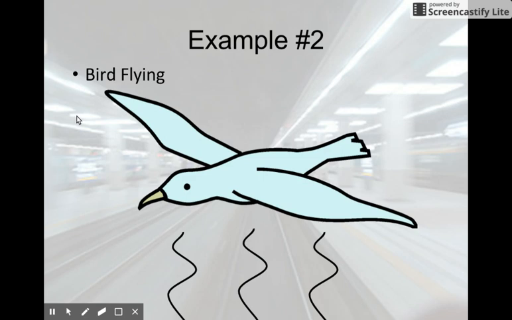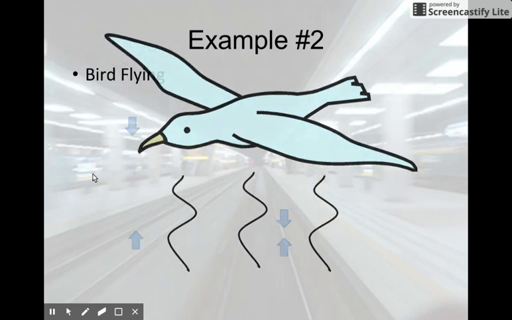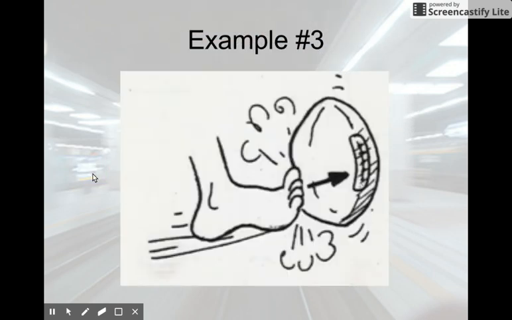Example 2, a bird flying. So what's the action and reaction? The action force would be the bird pushes downwards on the air with its wings, and then the air is going to push upwards on the bird, and thus it starts to fly. Okay, we have a foot and a football. So the foot pushes forwards on the ball, and the ball pushes backwards on the foot, and that's why you see the foot recoil, I guess you can call that. So foot pushes forwards on the football, football pushes backwards on the foot. Action, reaction.